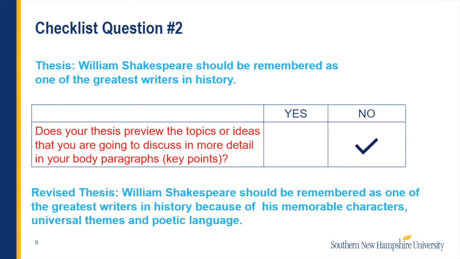After revisions, now my thesis says, William Shakespeare should be remembered as one of the greatest writers in history because of his memorable characters, universal themes, and his poetic language. This thesis is an improvement because it directly tells the reader what I will be writing about in my body paragraphs. From this thesis, you can see that I will spend the first part of my essay talking about his characters, the second part of my essay talking about his universal themes, and the third part of my essay praising his poetic language. This also helps me as a writer because I know exactly what I'll be writing about and in what order.